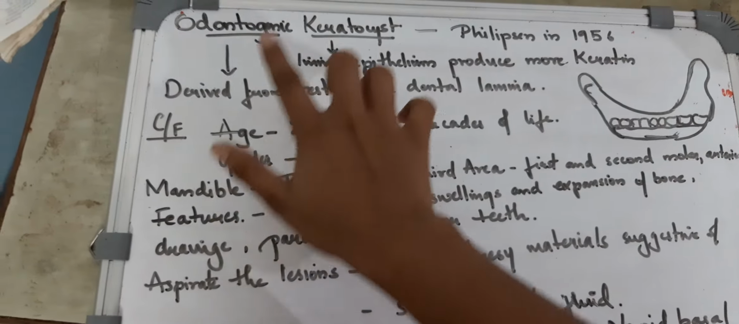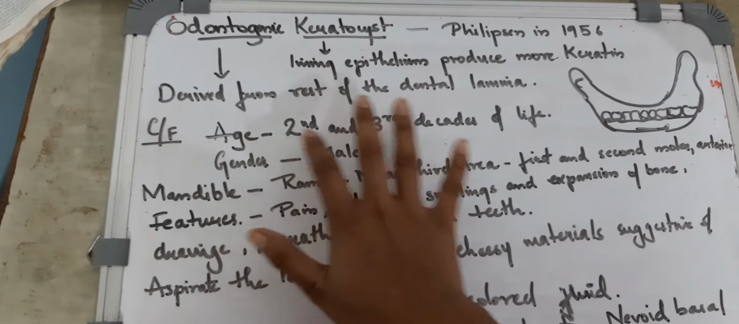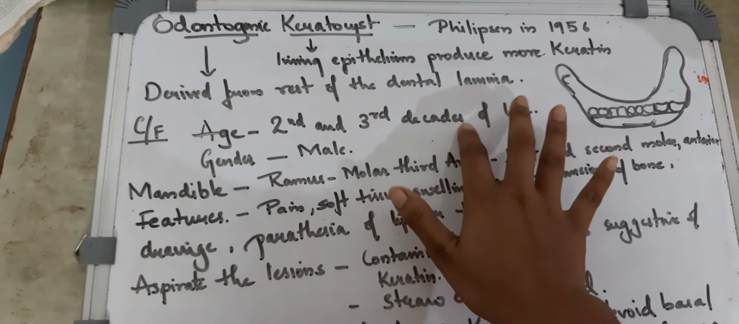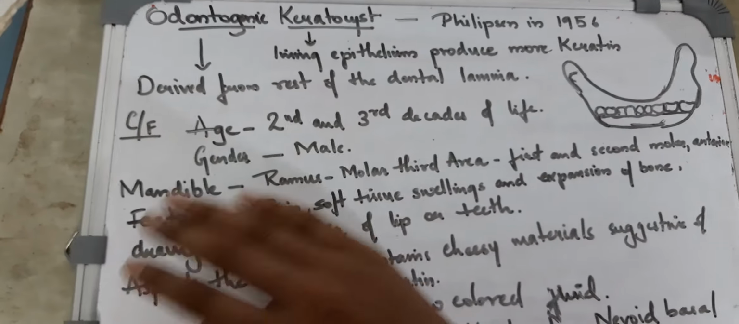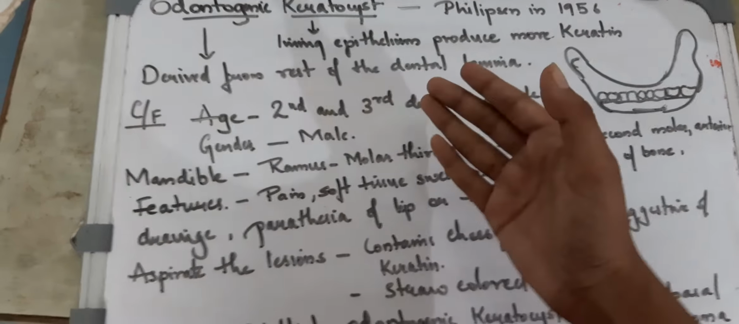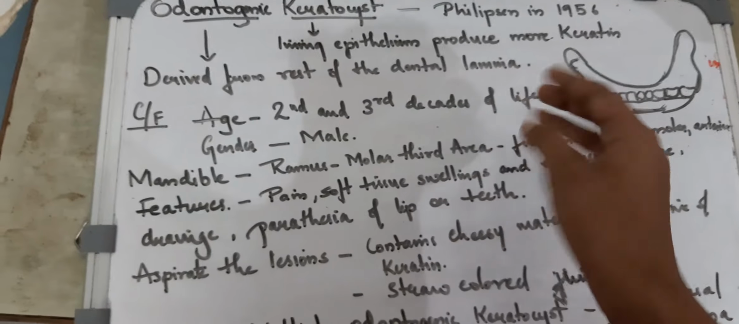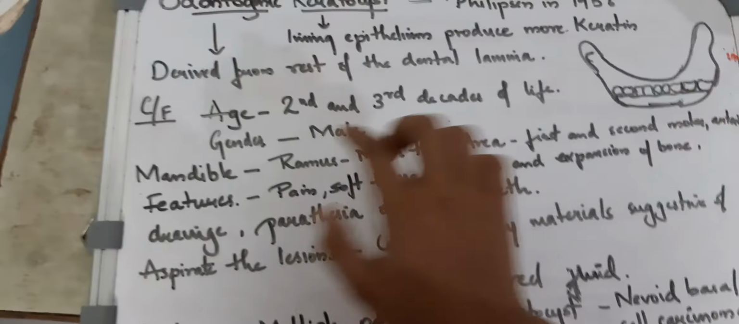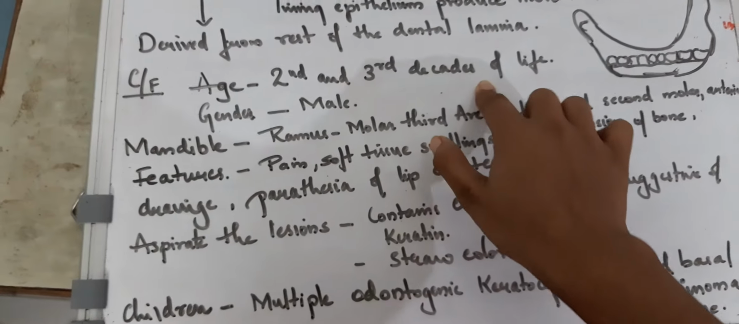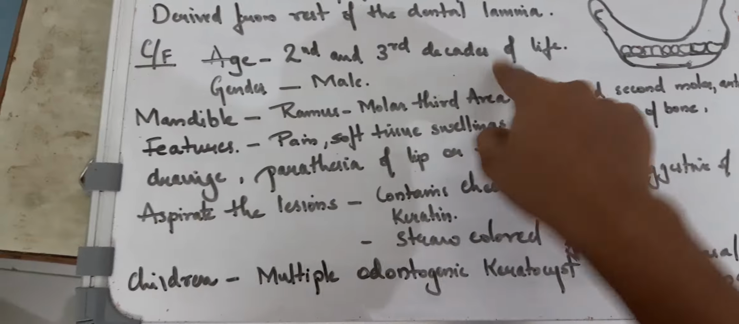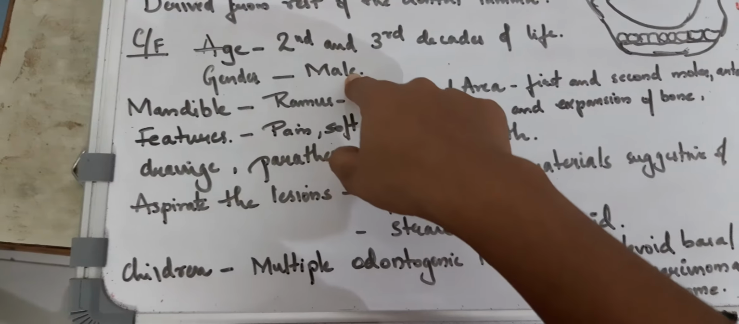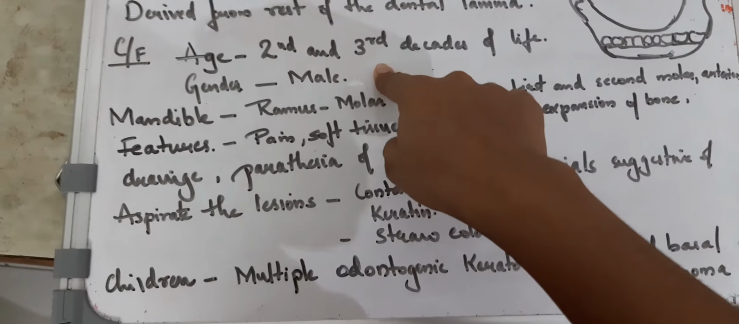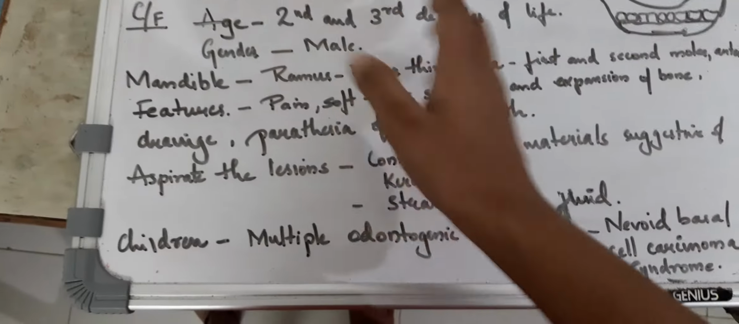Now in the case of odontogenic keratosis, the age is the second and third decade of life. Always remember, it can occur at any age, from the young to the very elderly, and it is rare under the age of 6, but the peak incidence is in the second and third decades of life. There is a male predilection, and I will give you the reason for this later.